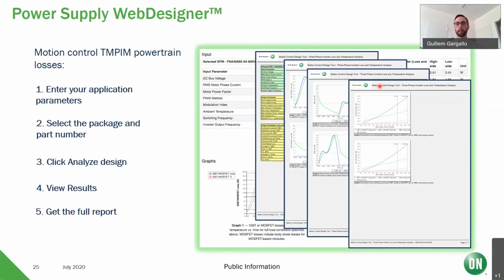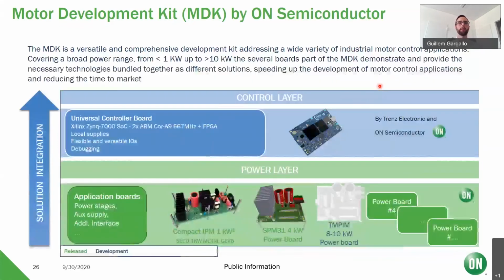In addition to this simulation tool, as I mentioned, we have some application notes already available online, and we are working on more of that. An additional design tool that we are now releasing is our new motor development kit. This is a versatile and comprehensive development kit tool. It is a two-layer tool where we have a control layer with a universal control board for different power layers, so different power boards. Each one of these power boards is used to analyze different products.